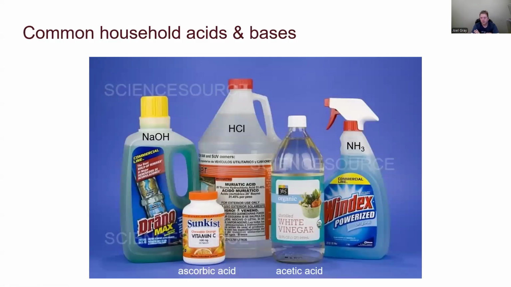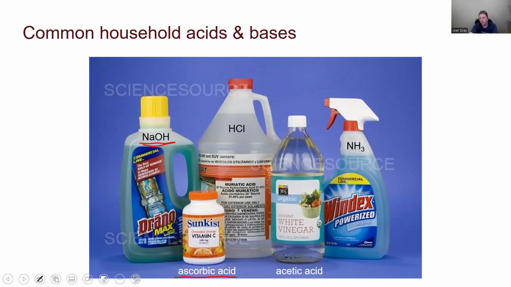Now, there are some acids and bases that you come across on a day-to-day basis. For instance, if you take a vitamin C supplement, vitamin C is also known as ascorbic acid. And you might also hear it referred to as ascorbate. Drano is a base. That base is sodium hydroxide.